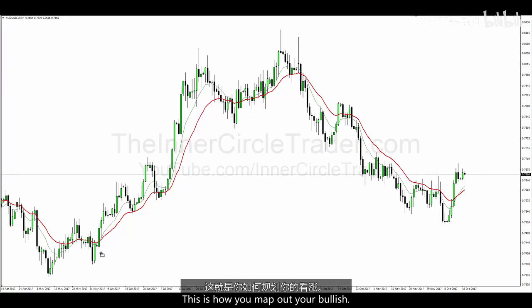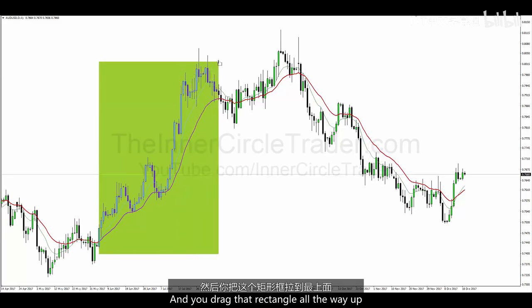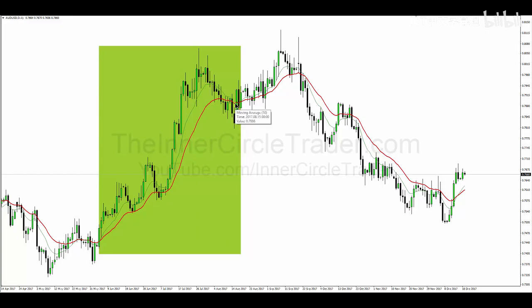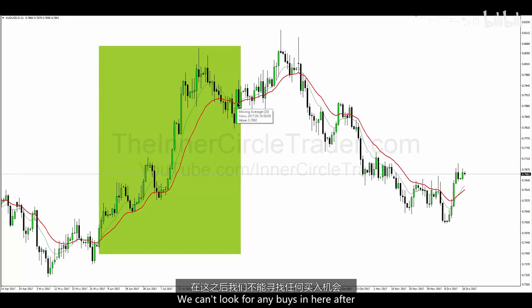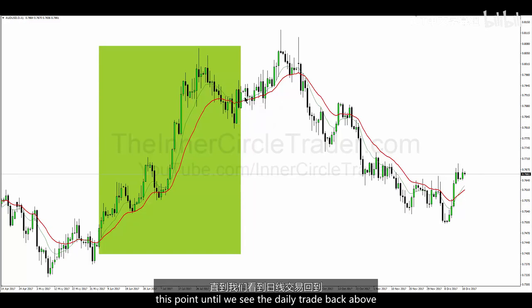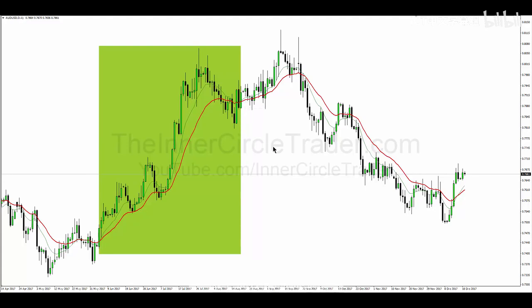This is how you map out your bullish, and well, in this case it's a bullish condition, and you drag that rectangle all the way up until a point at which it crosses below the 20. So in other words, the 10 drops down below. We can't look for any buys in here after this point until we see the daily trade back above, with the 10 period above the 20 period. Okay, it's a real simple little momentum filter.